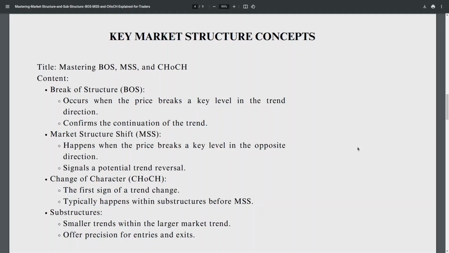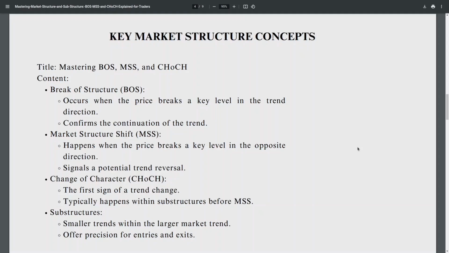Break of structure is simply, by definition, a break of a key level in a trend, which signals a continuation of the trend. Whereas a market structure shift, on the other hand, is when price breaks a key level in the opposite direction. It is a signal of a potential major trend reversal.